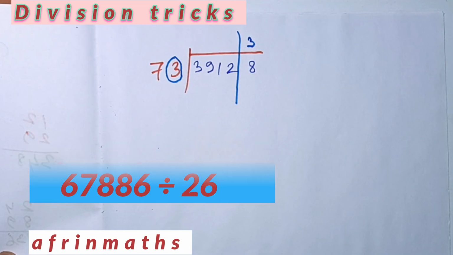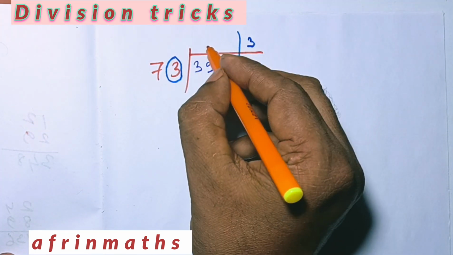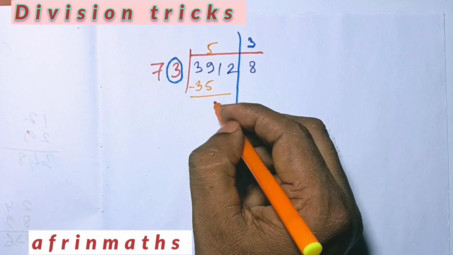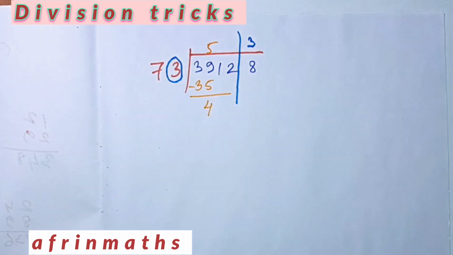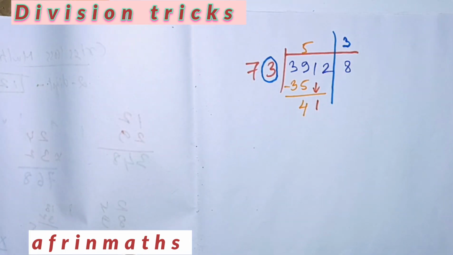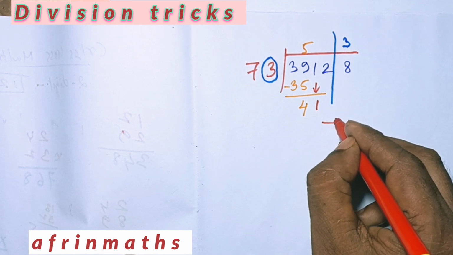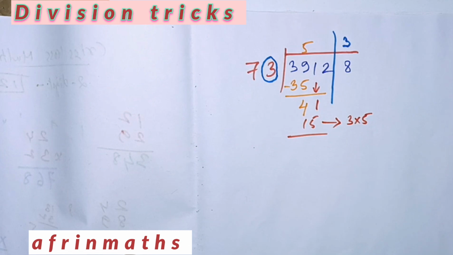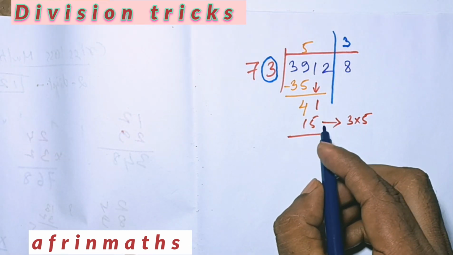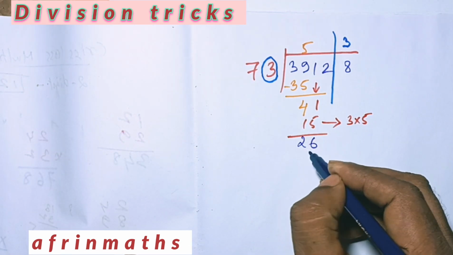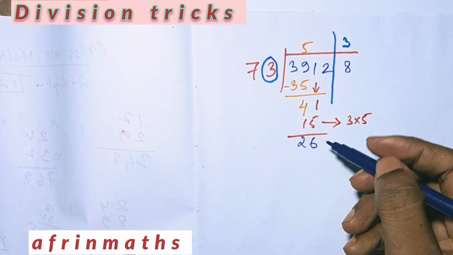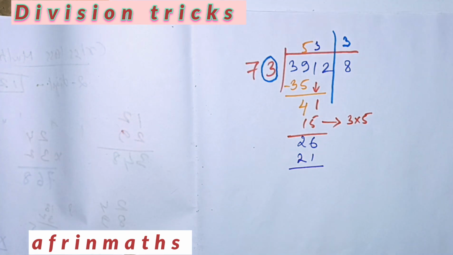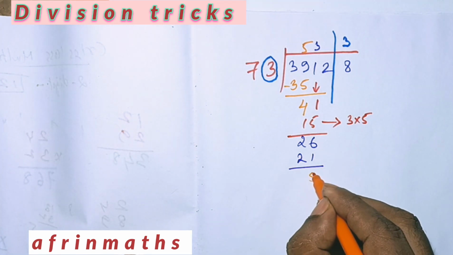Now let us divide with 7. So 7 5 is 35. After subtraction, we get here 4 and 1. So when we bring down a number, we have to multiply here 3 into 5. So 15, we'll write it here. Then we'll subtract this 15 from 41 to get 26. So 7 3 is 21. So after subtraction, we'll get 5 here.